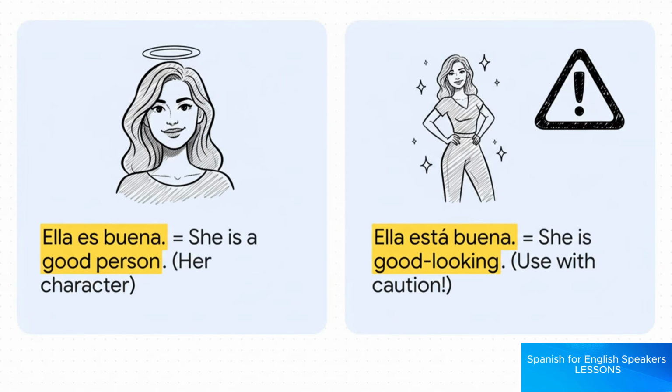And here is the classic example that you absolutely positively need to know. Ella es buena means she is a good person. It's a comment on her character, her very essence. Ella está buena, on the other hand, means she's good-looking or hot. It's a comment on her appearance at that moment. So, yeah, be very careful with that second one. It can be seen as pretty vulgar depending on who you're talking to.